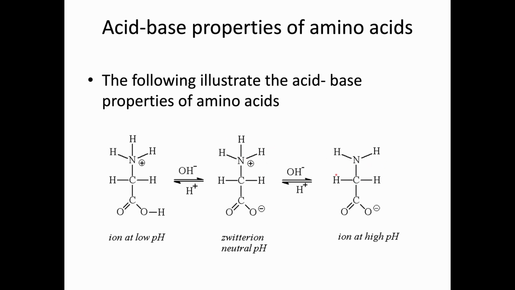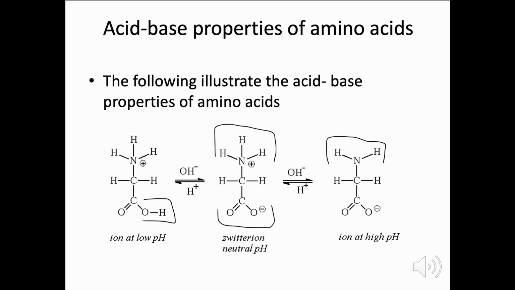Versus in an alkaline solution, it now has to donate a proton to the solution. So in this case, your NH3 plus is now losing a proton to give it to the solution. So this ability to pick up or donate a proton causes your amino acids to resist small changes in pH. This is why amino acids can act as buffer solutions.